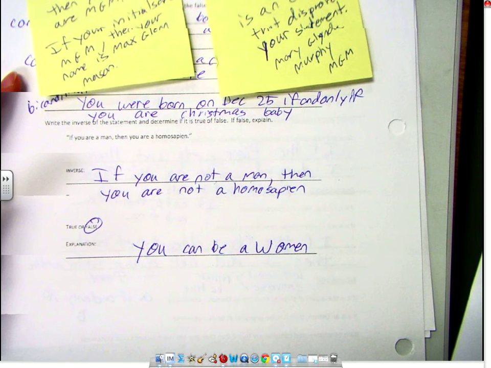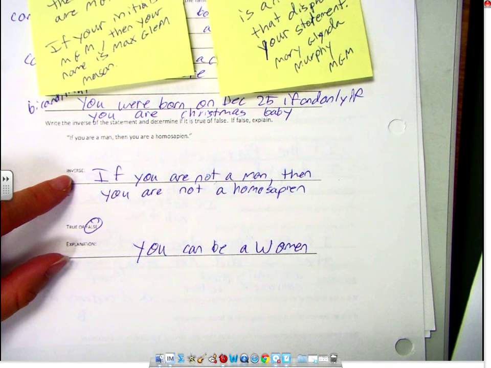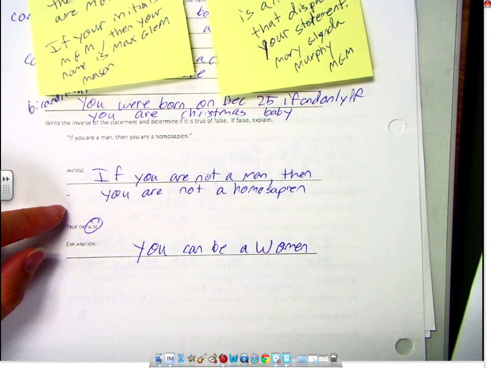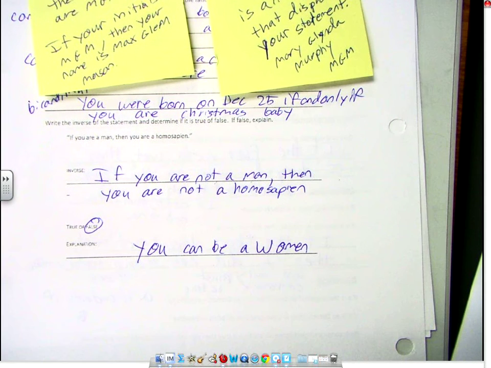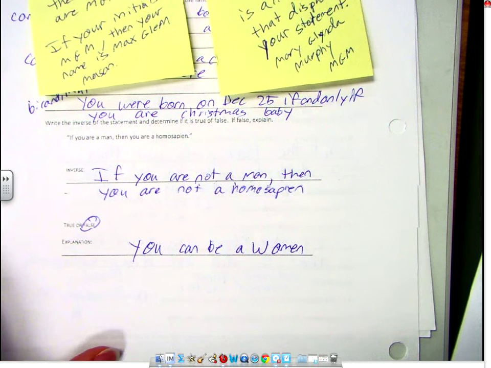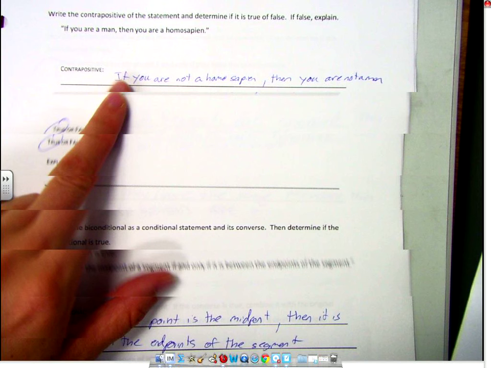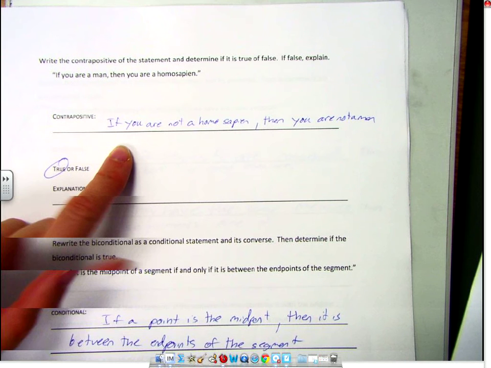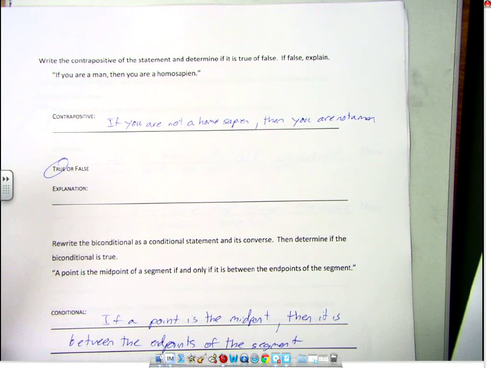Okay. If you are not a man, then you are not a Homo sapien, is the inverse. That's false. You could be a woman. You'd still be a Homo sapien. Okay. All right, next one. If you are not a Homo sapien, then you are not a man. That's a true statement.